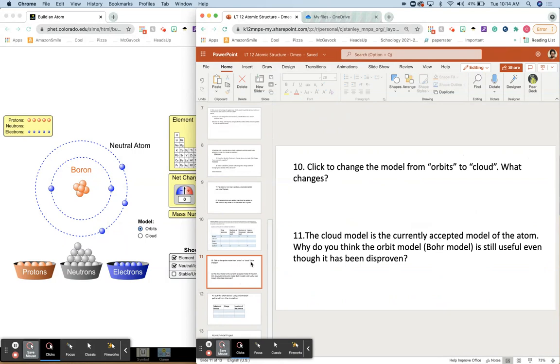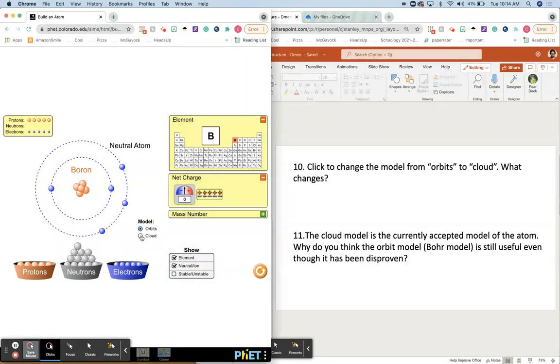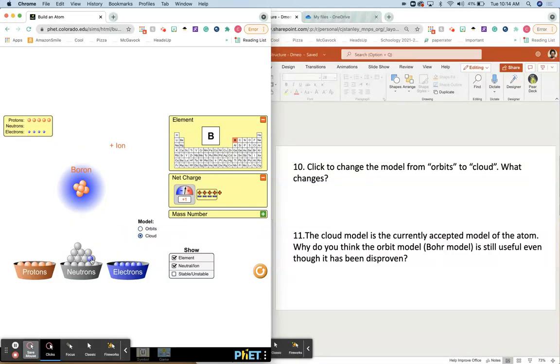Next up, it says change the model from orbits to cloud. Right now it says orbits. Let's make it cloud. Oh, whoa. Interesting. What do you notice has changed? Go ahead and add your guess there.